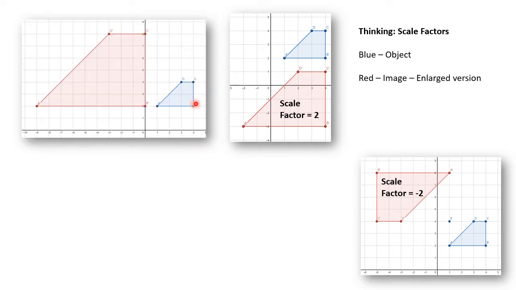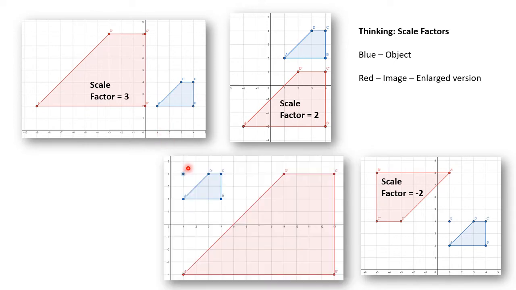Next one, let's have a quick look. We can see it's got a height of 2 here, and across a little width there of 1 still. And now we've got a height of 6, and it's 3 across. So we can see that each side has been multiplied by a factor of 3. This one, if you count it through, 1 to 4 and 2 to a height of 8. So we've got a scale factor of 4.